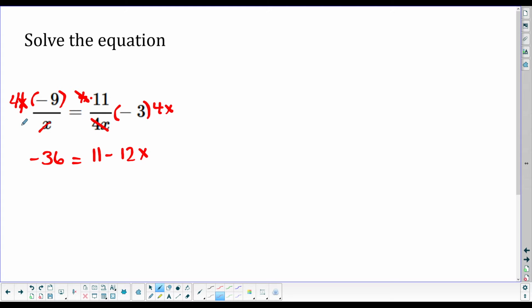So again, with the variables in the denominator, my denominators are all gone, and now this is just a regular old linear equation that I can solve. So I'll go ahead and subtract 11 from both sides. And so negative 47 is equal to negative 12x. I need to get the x all by itself, so I'm going to divide by the coefficient, divide by negative 12. Negative divided by negative is positive, so I'm going to end up with 47 over 12.